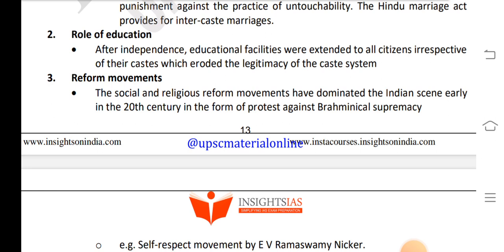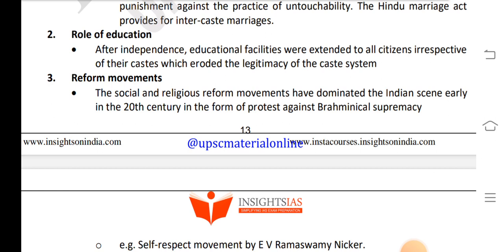Legislative measures. Laws have two important functions: first, to reinforce social control, and second, to bring social change. The Untouchability Offences Act 1955 and the SC/ST Act of 1989 provided for punishment against the practice of untouchability. The Hindu Marriage Act provided for intercaste marriages.